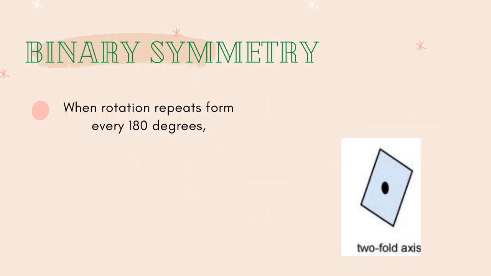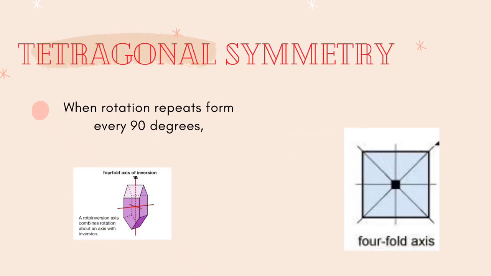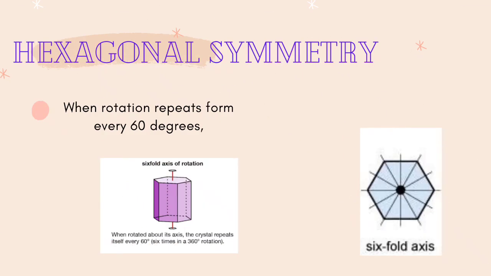First is the binary or twofold symmetry. It is when rotation repeats form every 180 degrees. Second is trigonal or threefold symmetry. This is when rotation repeats form every 120 degrees. Third is tetragonal or fourfold symmetry. This is when rotation repeats form every 90 degrees. Fourth is the hexagonal or sixfold symmetry. This is when rotation repeats form every 60 degrees.